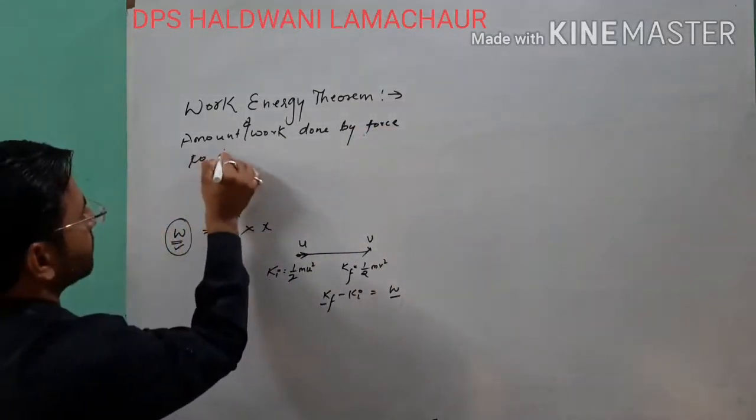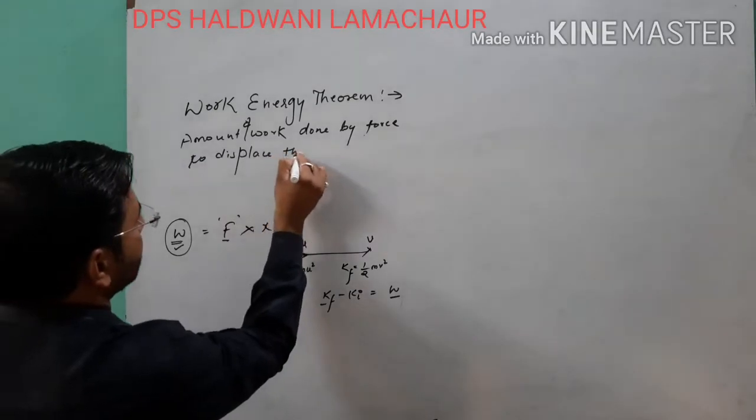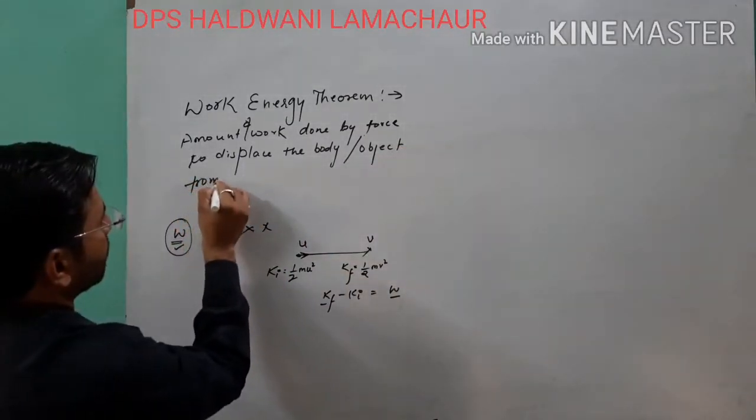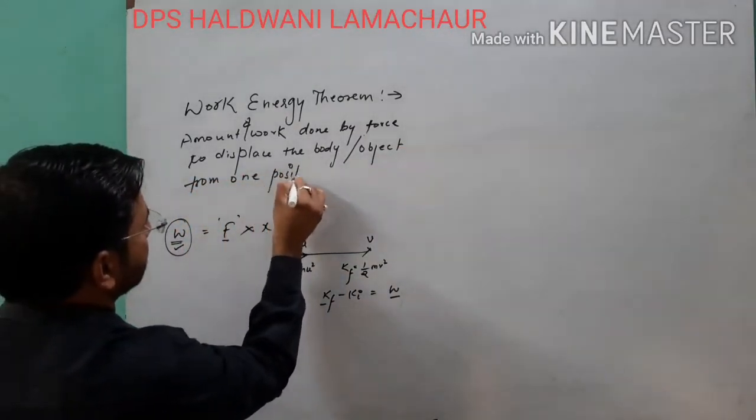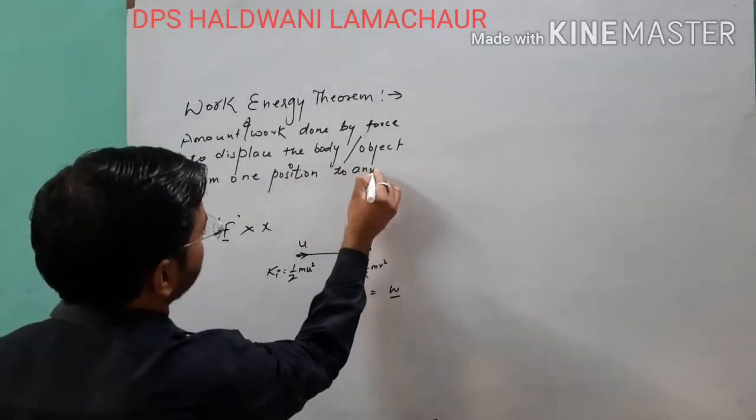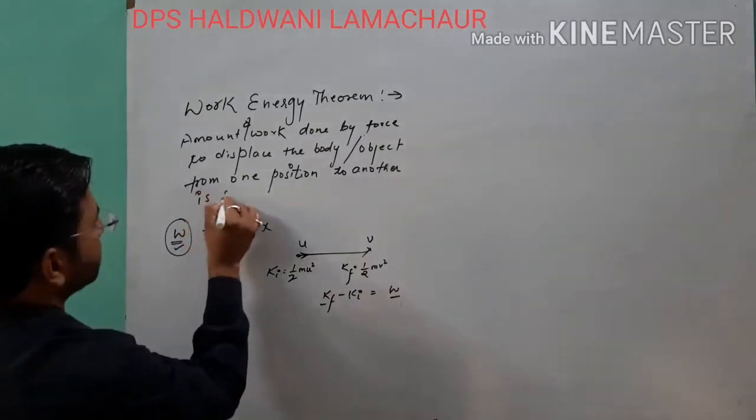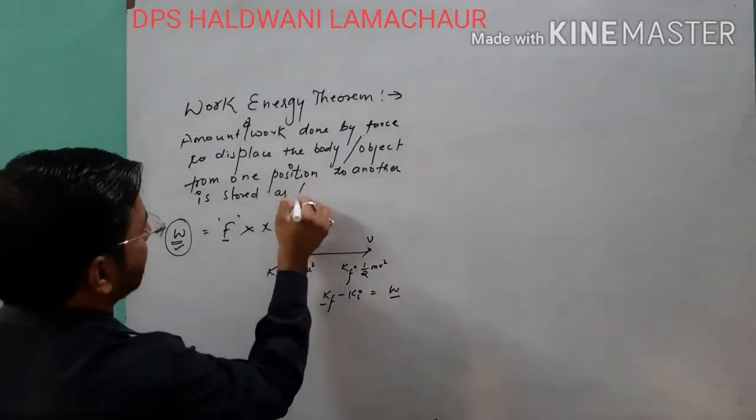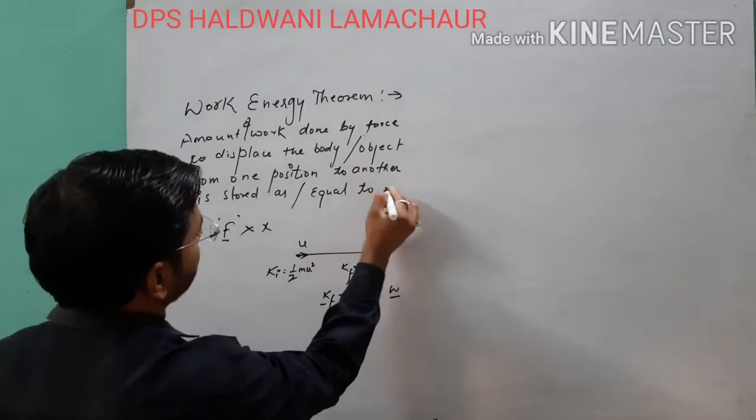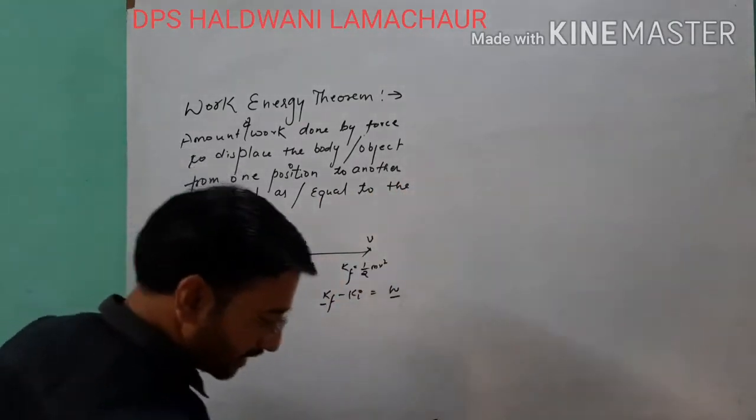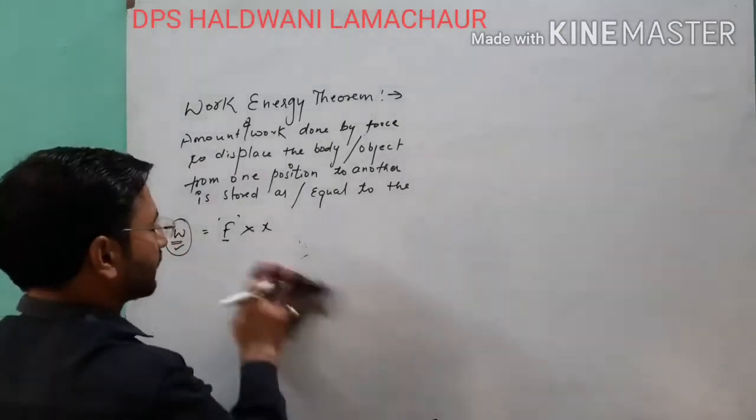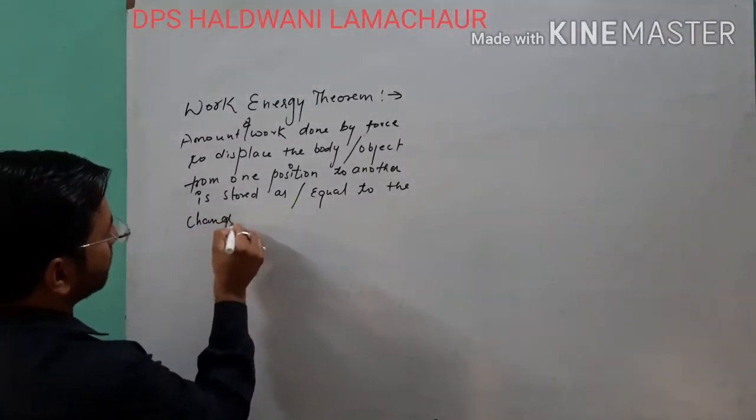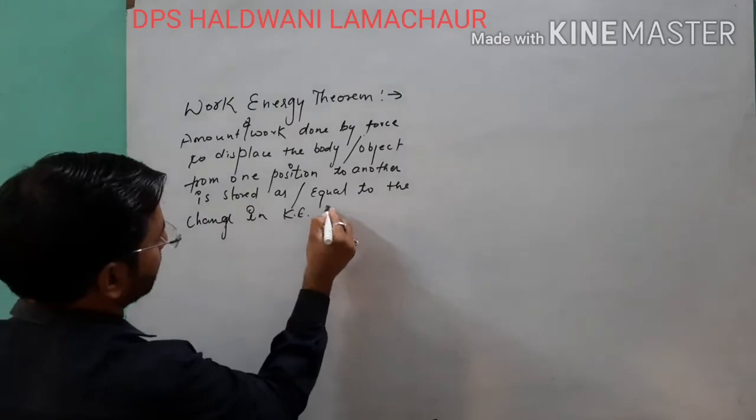So you can say, according to this theorem, the amount of work done by a force to displace a body or an object from one position to another is stored as, or is equal to, the change in kinetic energy of the body.